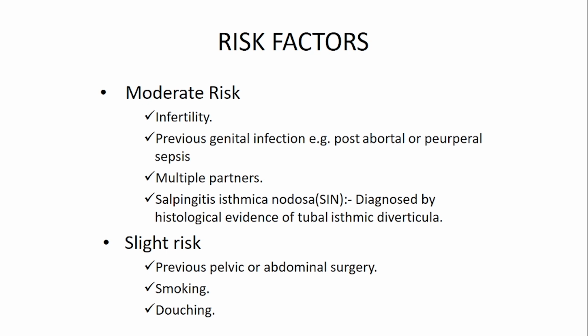Other risk factors include infertility, previous genital infection like post-abortal or puerperal sepsis, multiple partners, and salpingitis isthmica nodosa. These are diagnosed by histological evidence of tubal ischemic diverticula. Other risk factors include previous pelvic or abdominal surgery, smoking, and douching.